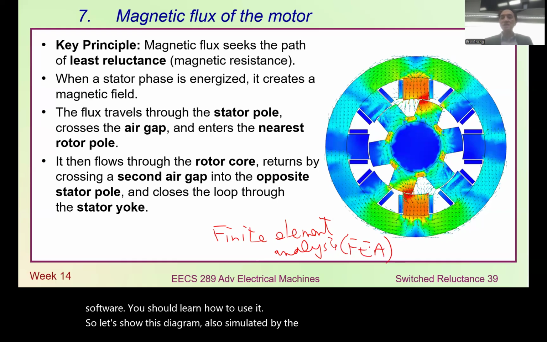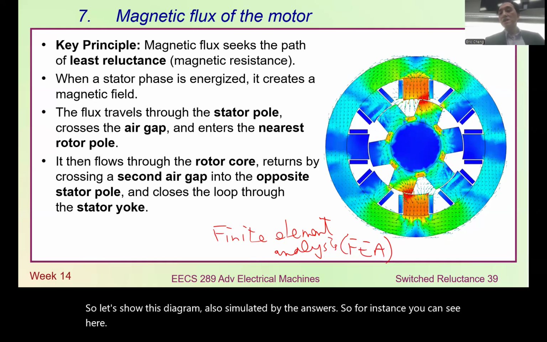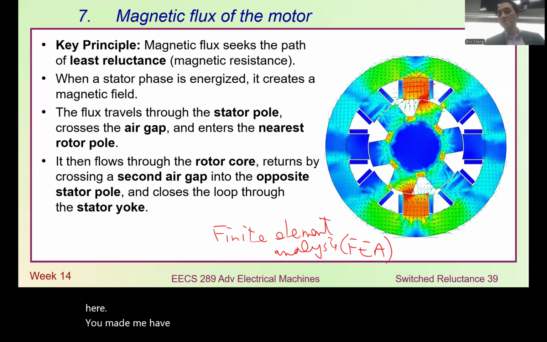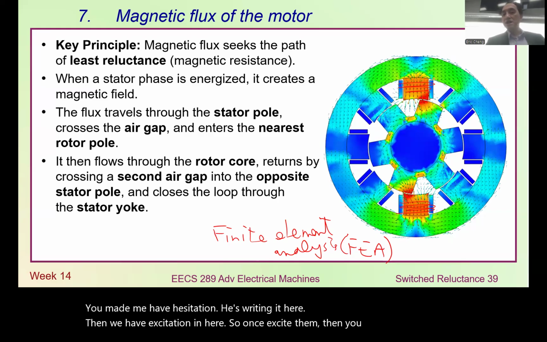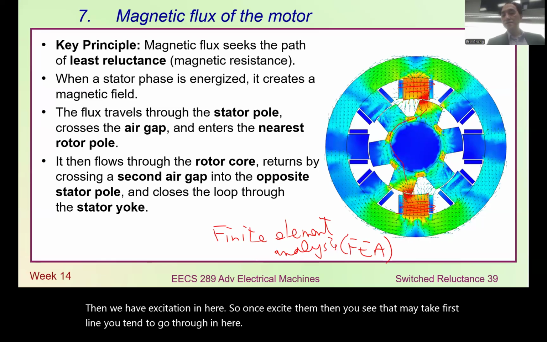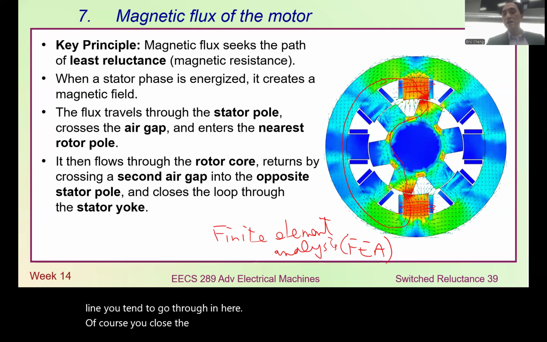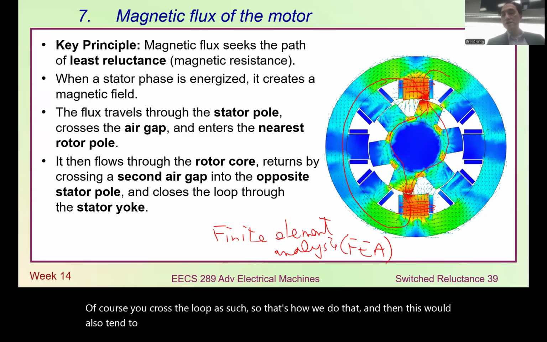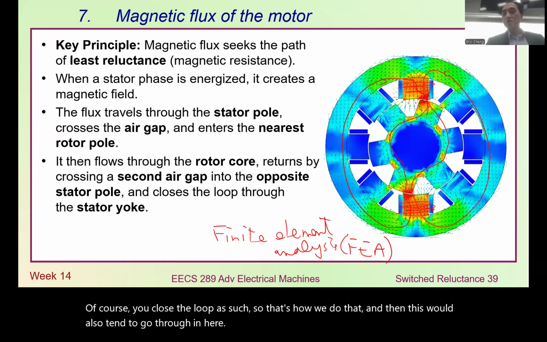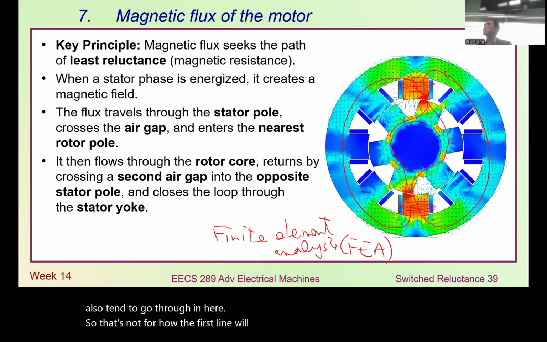For instance, you can see here, when we have excitation, if we have winding in here, then we have excitation in here. Once you excite them, you see that the magnetic flux lines tend to go through here. Of course, they close the loop as such. And then this will also tend to go through in here. So that's roughly how the main flux lines will go through.